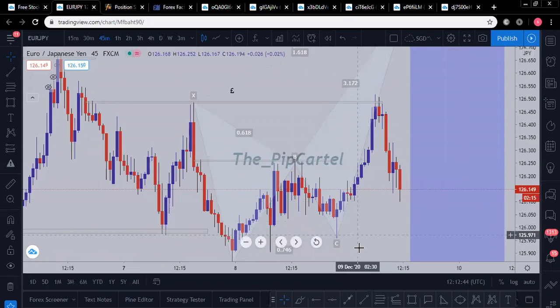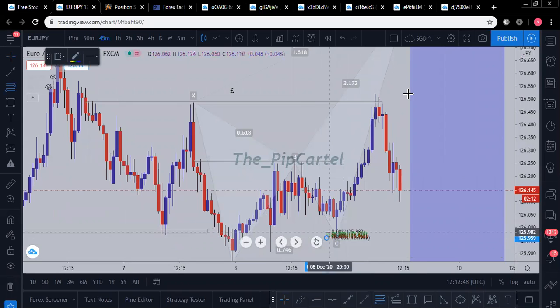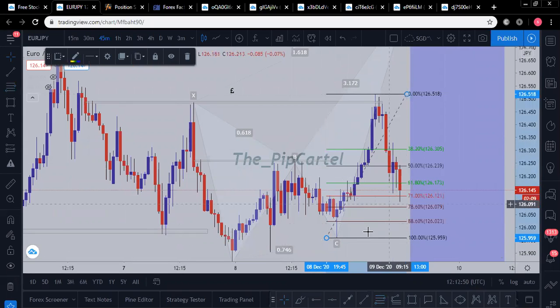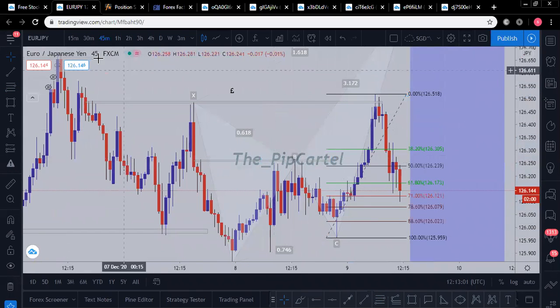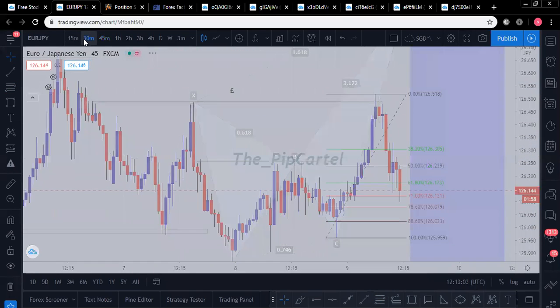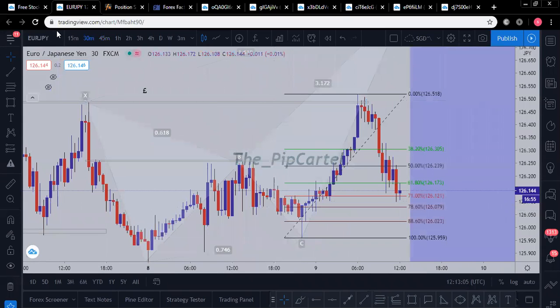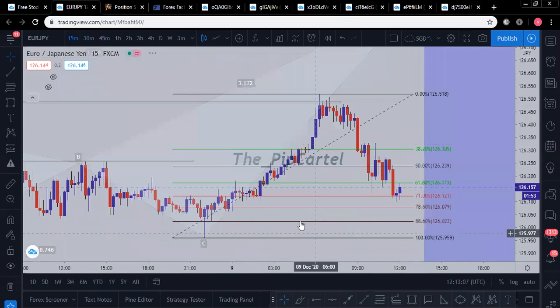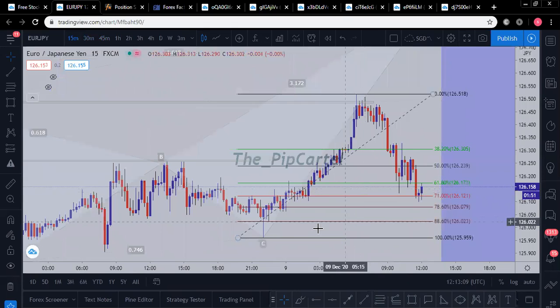What I'm actually expecting right now is, if we use our Fibonacci tool from this high, I'm expecting price to come around 78.6, 88.6, and price to continue bullish. The reason for that is this. Let me take this down to the 30 minutes time frame or even the 15 minutes time frame. Right, the reason for that is this actually.